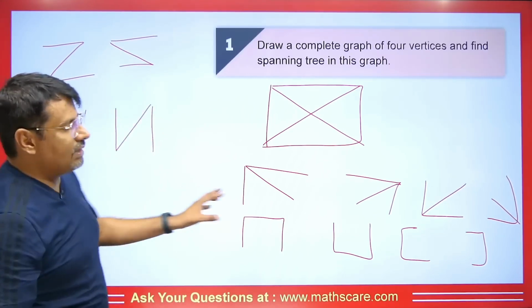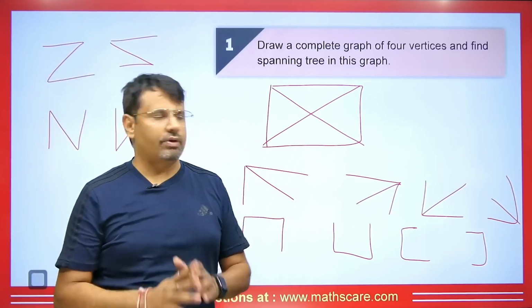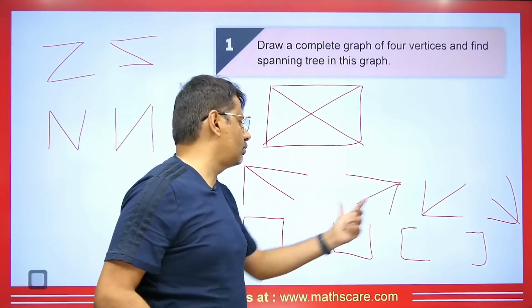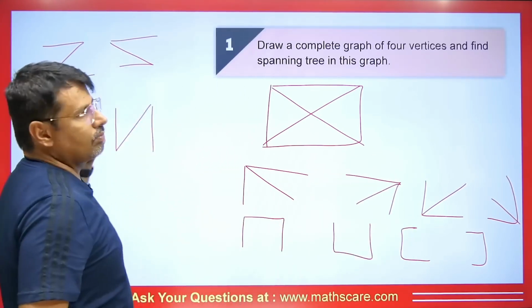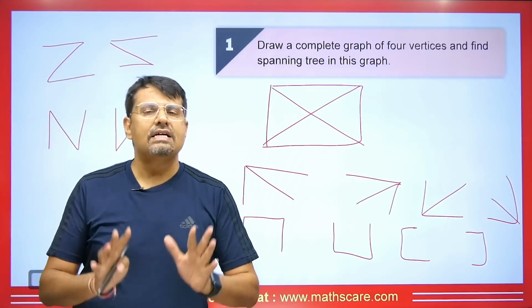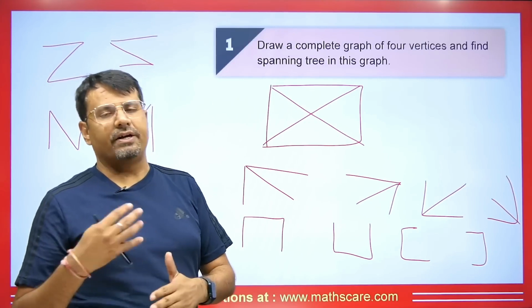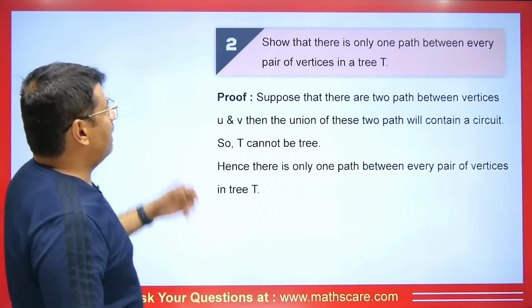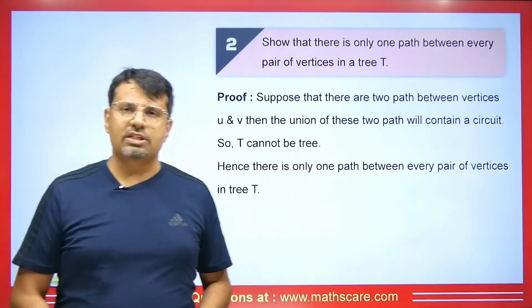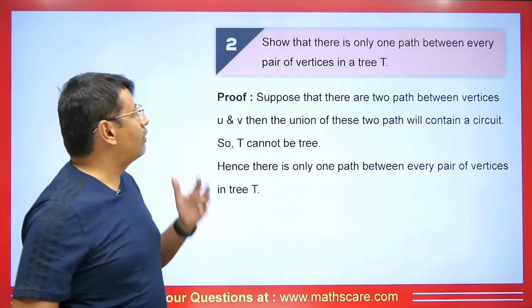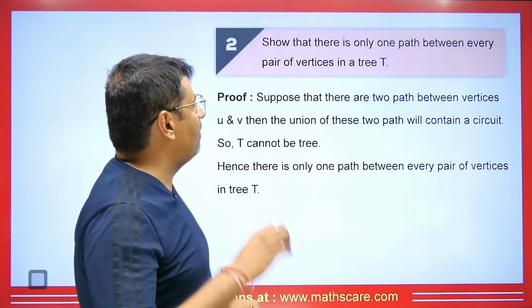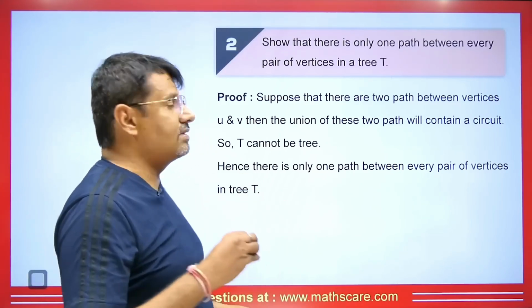Okay. We have these many spanning tree. How many are there? 2, 2, 4, 2, 6, 2, 8. 2, 10 and 2, 12. So in total, we have 12 spanning tree. So these are the methods available to us for finding a spanning tree of a given graph. Then we will talk about this theorem, which is highly significant and its proof is occasionally asked in exams. The question is to demonstrate that there is only one path between every pair of vertices in the tree.